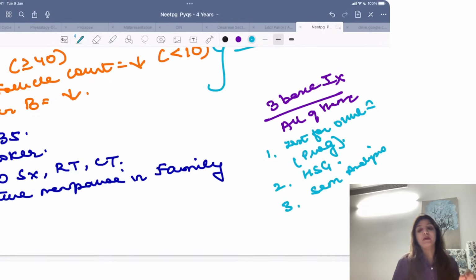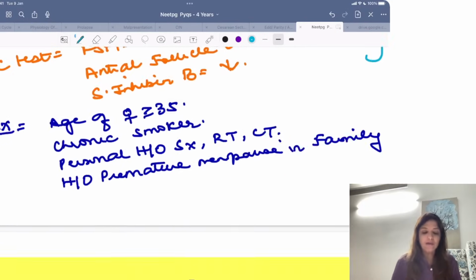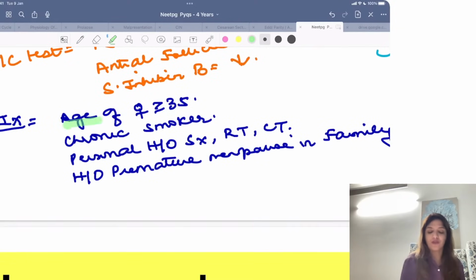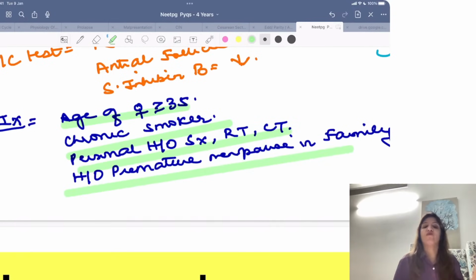So in which couple am I going to do the test for decreased ovarian reserve? I am going to do the test for decreased ovarian reserve if the female's age is more than or equal to 35 years, if she is a chronic smoker, if she has some history of radiotherapy or chemotherapy or any history of surgery, or if her mother has history of premature menopause, right? So in these conditions, I suspect decreased ovarian reserve and I go for anti-Mullerian hormone testing.